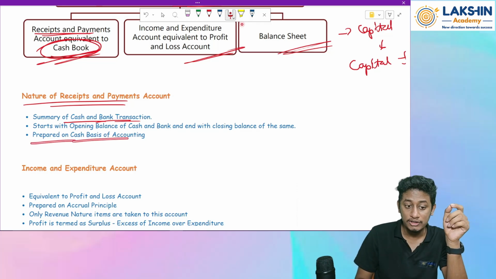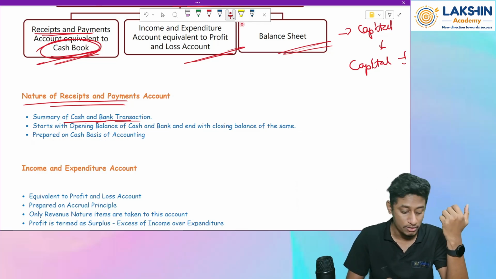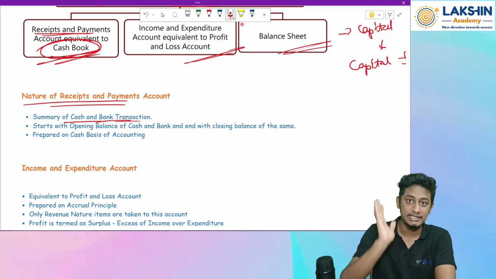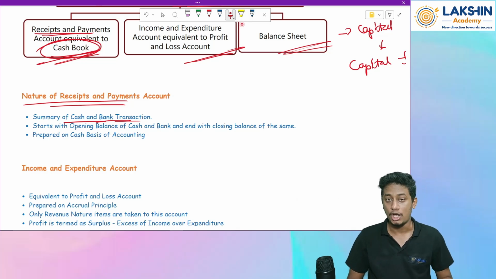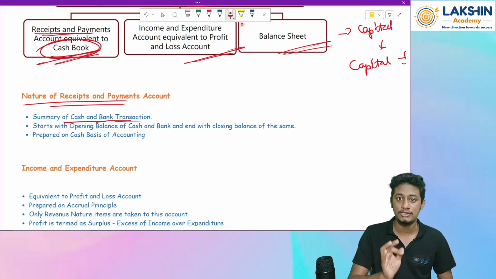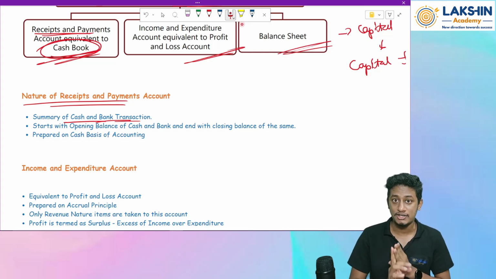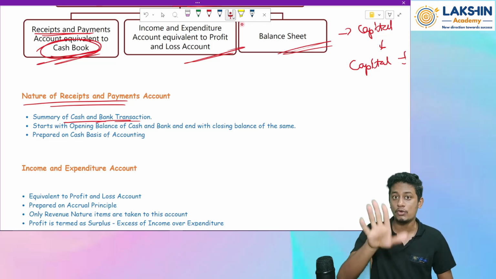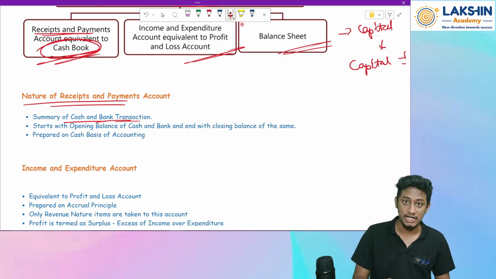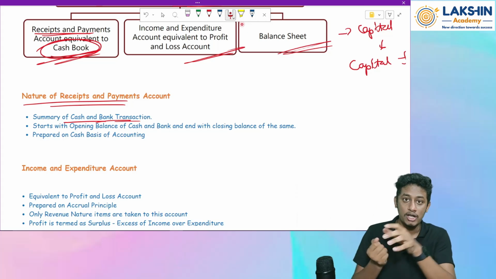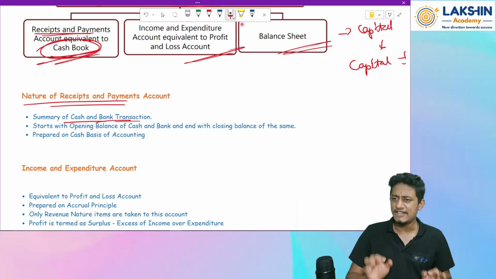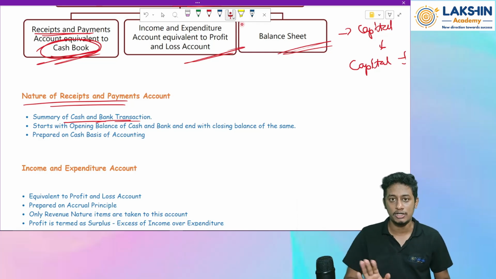Then it is prepared on cash base of accounting. Now what do I mean by cash base of accounting? That means you will pass the entry in this account, in receipts and payments account, only when you receive or pay cash. It won't be prepared using the accrual basis. P&L account is based on accrual basis, right? All the other ledger accounts are based on accrual basis, where you receive the amount or not, it doesn't matter. But if the amount belongs to this financial year, you enter it. But in cash account, you enter all the transactions only if there is a cash inflow or a cash outflow. Only those transactions will be recorded. If there is no cash inflow or cash outflow, please do not record it in the receipts and payments account.